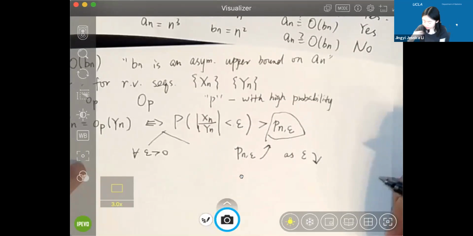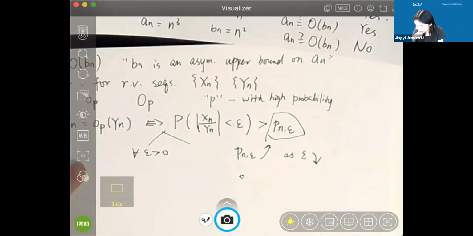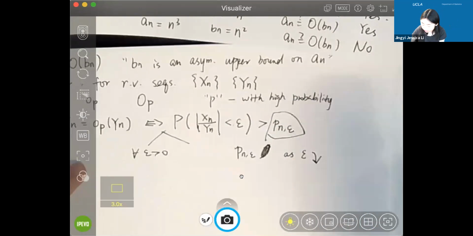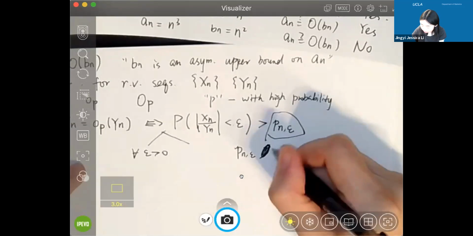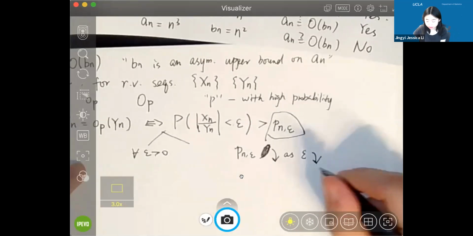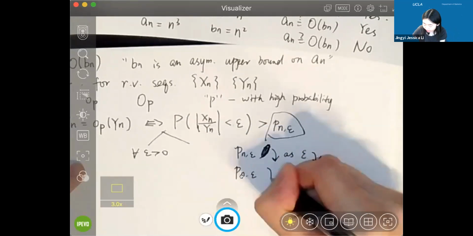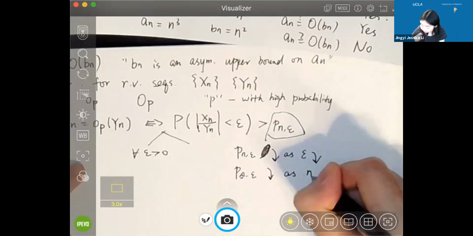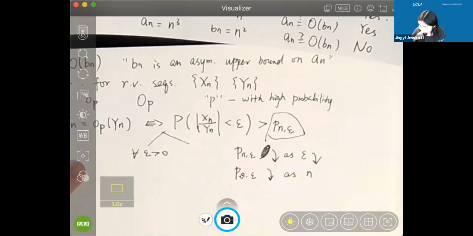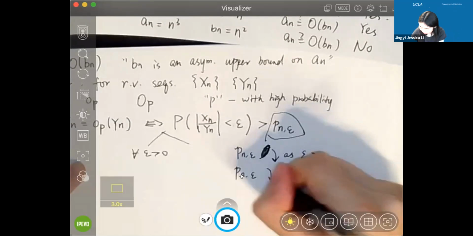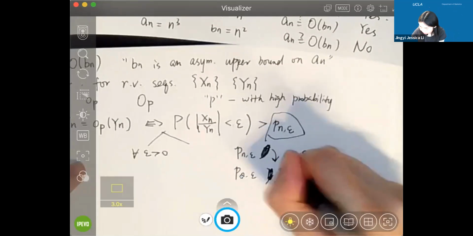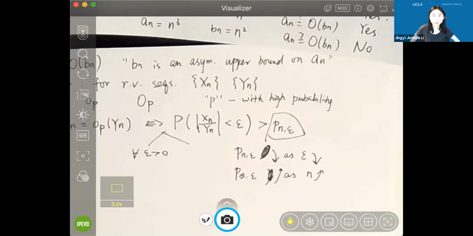Okay, let me see if that's right. So epsilon is the neighborhood size. We want this, oh, sorry, I think I made it wrong. So we want this P_n(epsilon) to be decreasing as epsilon is decreasing. And also we want P_n(epsilon) to, my bad, to increase as n increases. That's what we desire for this small o_P.